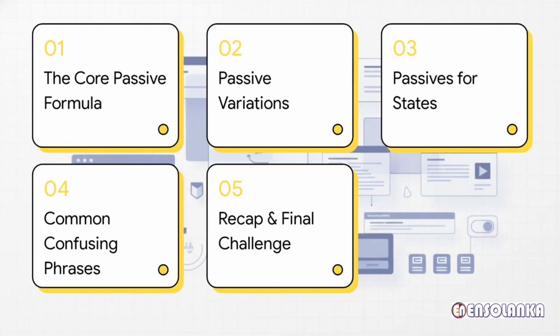So to really nail this down, here's our game plan. We're going to start with the core formula, then we'll build on that with a few variations. After that, we'll look at passives that describe states, clear up some really common but confusing phrases, and then we'll finish up with a quick recap and a challenge for you.